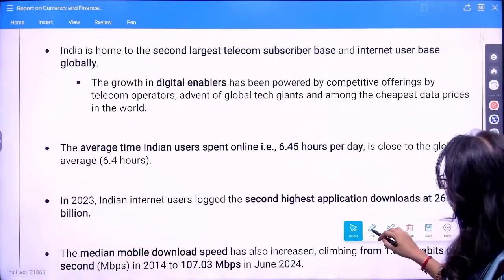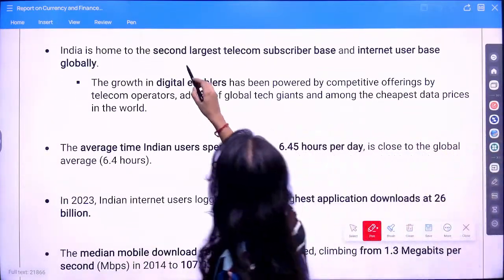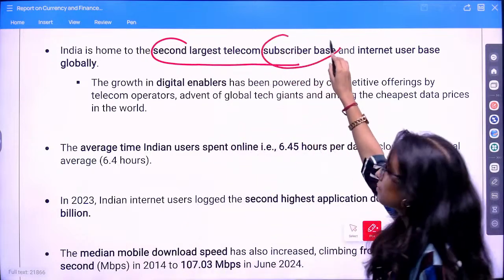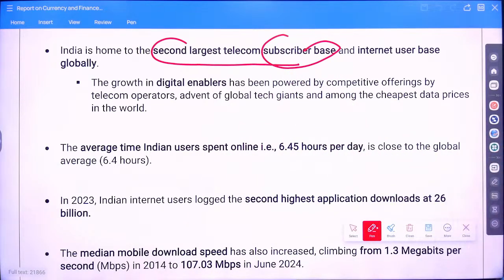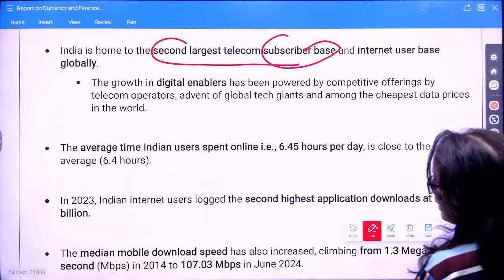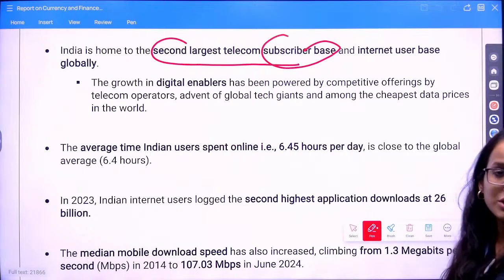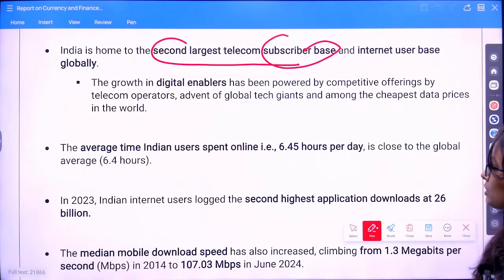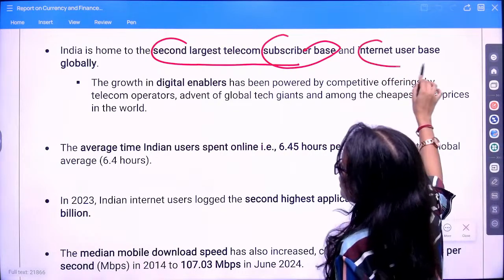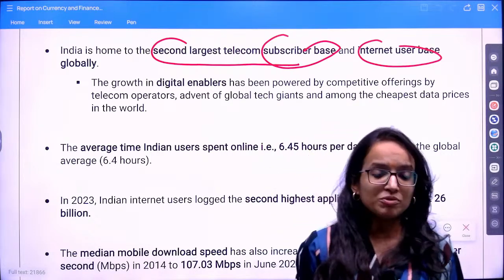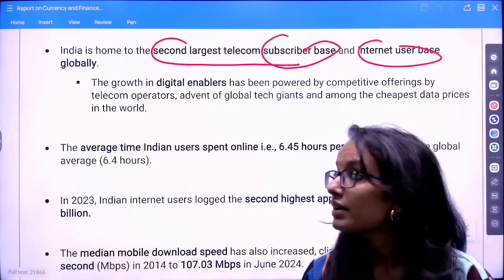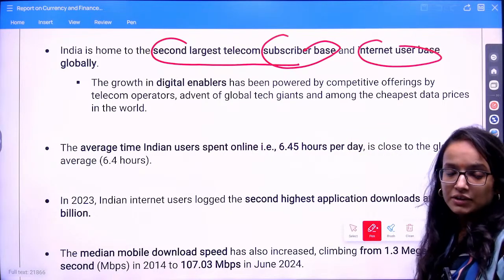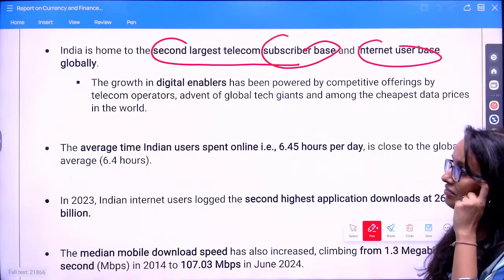Next experience, if we talk in terms of India, India is home to the second largest telecom subscriber base. Remember this thing, second largest telecom subscriber base. And India has the second largest internet user base globally. So this is an achievement. You see, India is growing so fast, right? Not only telecom but also internet user base, we have the second largest.